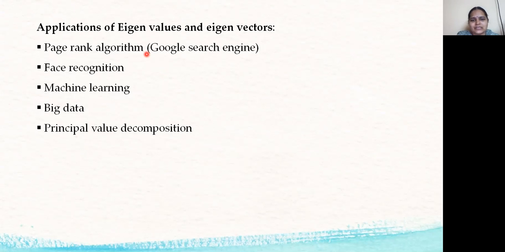Nowadays we are using smartphones. To unlock a phone, we use the face recognition concept, and face recognition also uses eigenvalues and eigenvectors. And in machine learning, in big data, if we have big junk data and want to extract only important information from it, then the eigenvalue and eigenvector concept is used. Another usage is principal component decomposition.